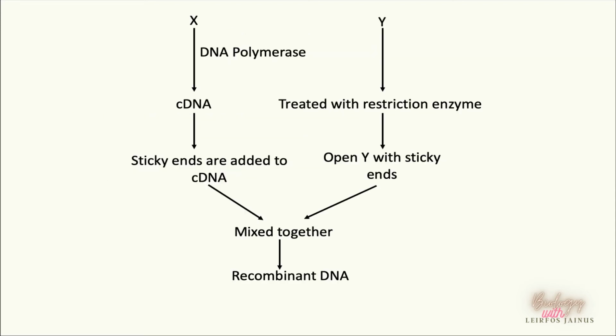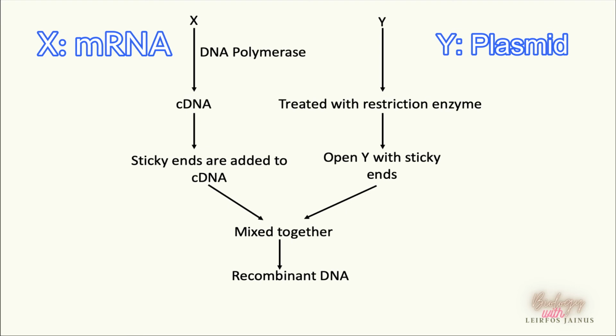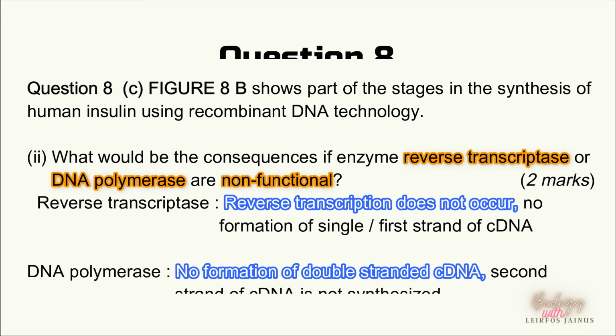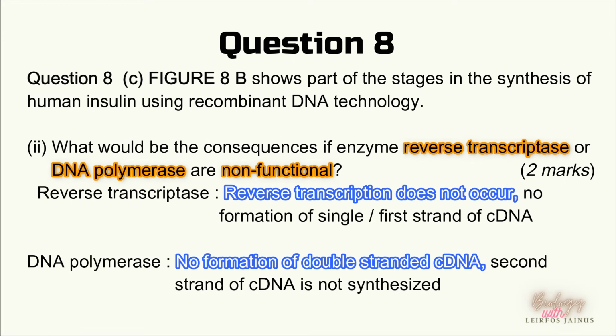Molecule X will produce cDNA. So molecule X is mRNA. Molecule Y is a type of cloning vector. So Y is plasmid. The next question, the consequences when the enzyme reverse transcriptase or DNA polymerase become non-functional.